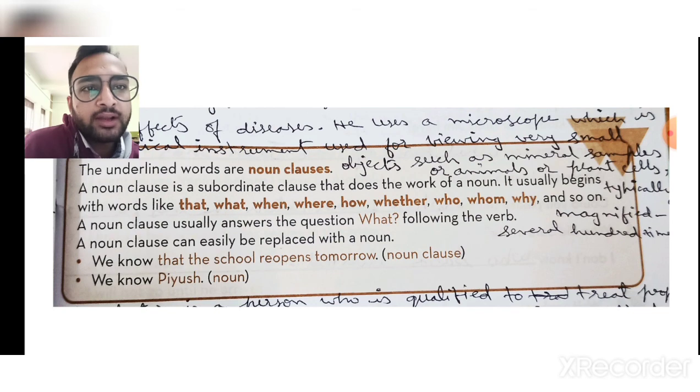remember and write in your book. This will help you to identify the sentences in the exam. So please do not just learn the definitions, also learn the rules of each and every clause.